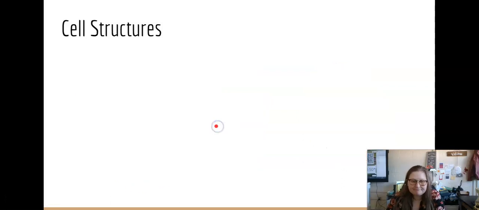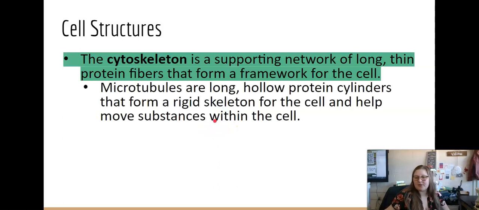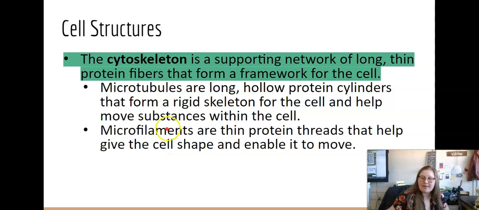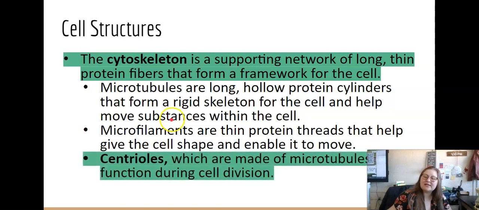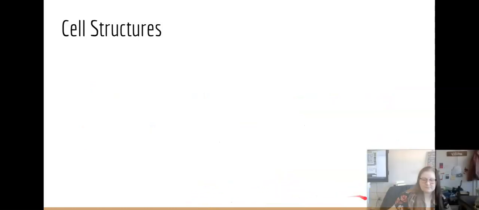Most do. So the cytoskeleton is a supporting network of long, thin protein fibers that form a framework for the cell. Microtubules are long, hollow protein cylinders that form a rigid skeleton for the cell and help move substances within the cell. Microfilaments are thin protein threads that help give the cell shape and enable it to move. And centrioles, which are made of microtubules, function during cell division.